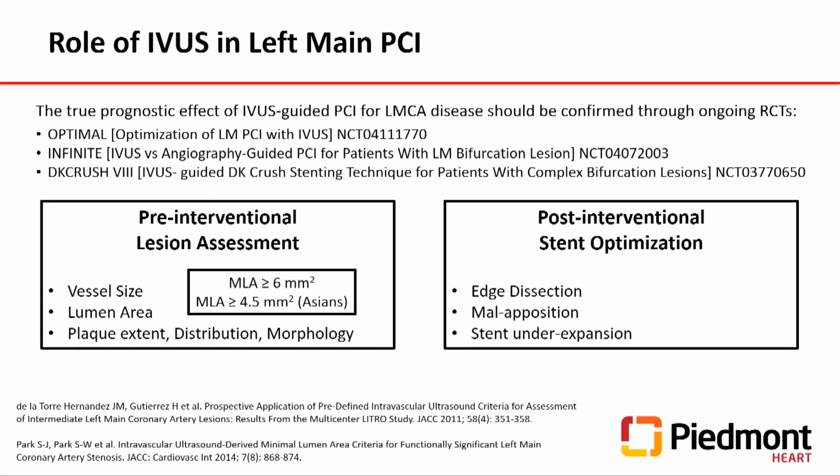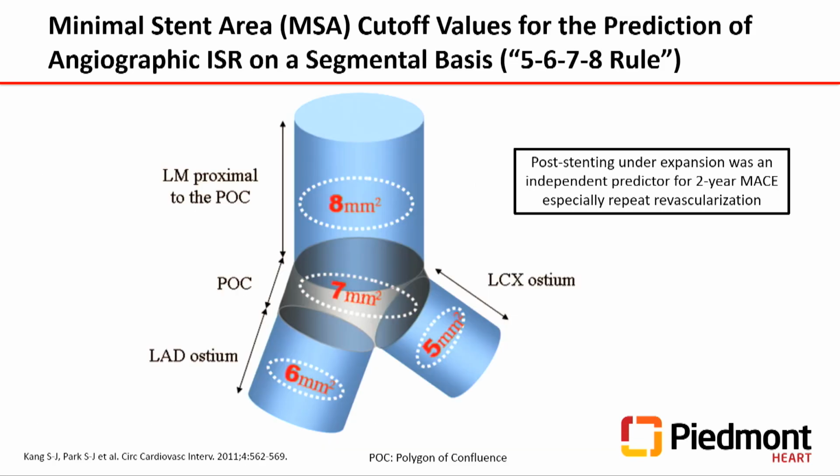And remember that most people would accept a 6 square millimeter MLA as a threshold for an indication for assessment. I think we have reasonable data suggesting that deferring lesions that are over 6 millimeters squared MLA is safe to do. And you may have seen this 5, 6, 7, 8 rule, which may actually be updated with data from the EXCEL study forthcoming. But remember, post-stenting underexpansion was an independent predictor of bad outcomes, especially repeat revascularization.